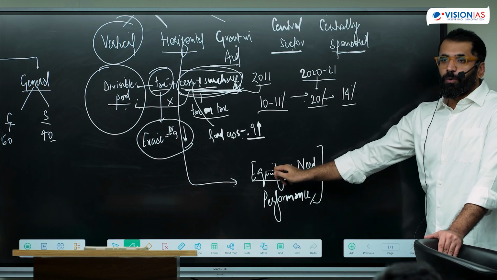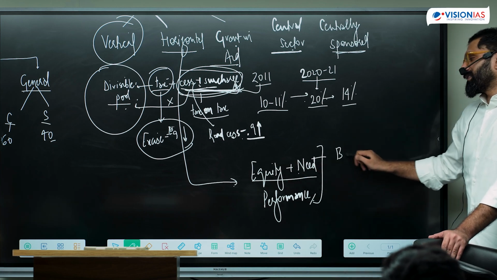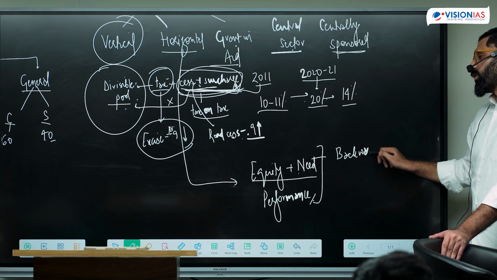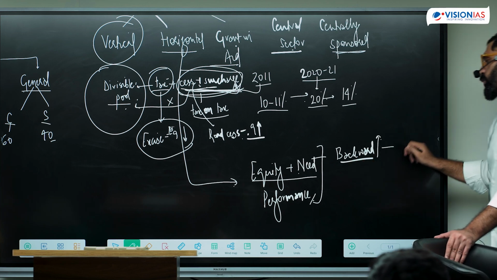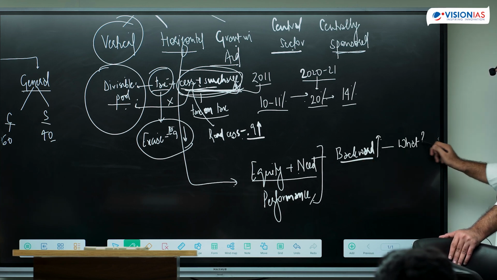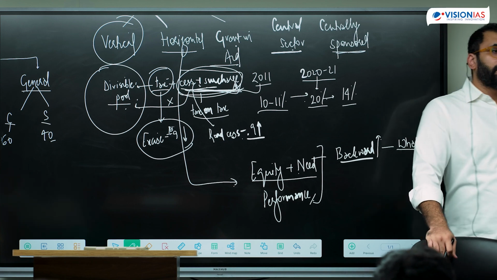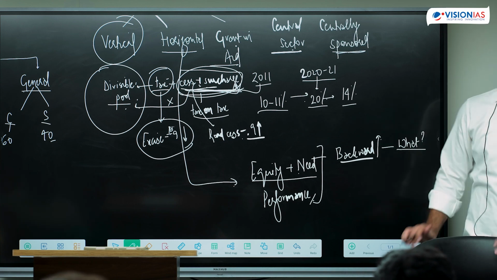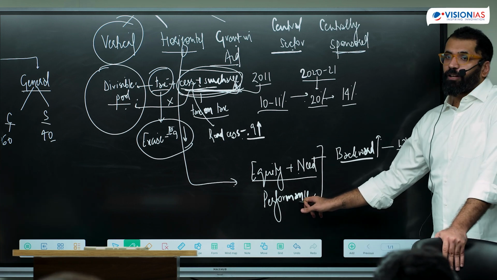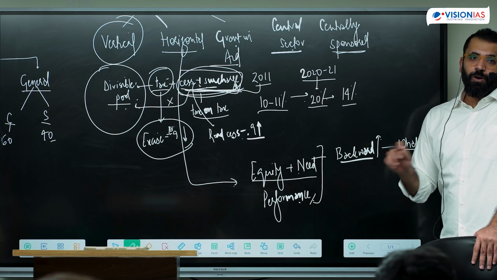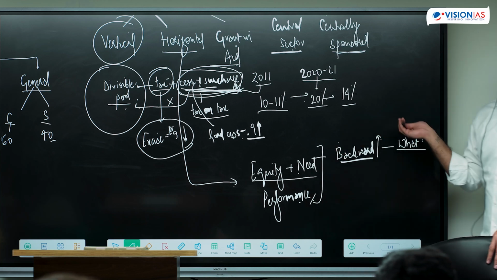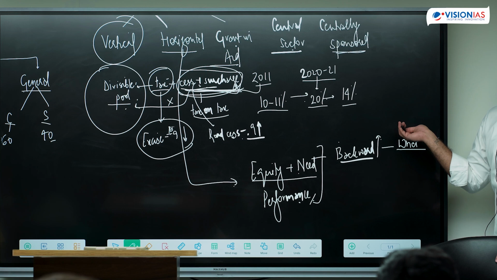So on the basis of equity and need, the backward states are going to get more money. But what exactly are they going to do with that money? Are they developing or not? This is a major issue. So the southern states are complaining that we are performing better, but we get less money. We don't have a problem in giving them more money, but they are not using the money for developmental purposes.